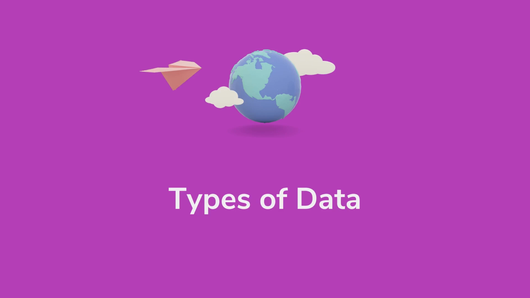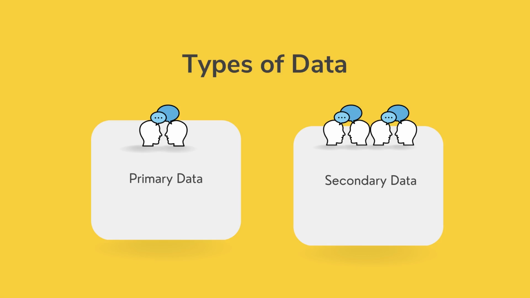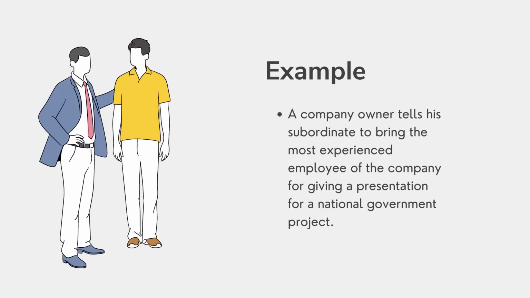Let's see types of data. There are two types of data, primary data and secondary data. Primary data is the data which I collect for my use, and secondary data is the data collected by a person for me. For example, a company owner tells his subordinate to bring the most experienced employee of the company for giving a presentation for a national government project.